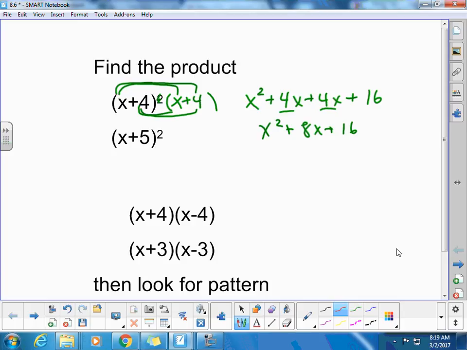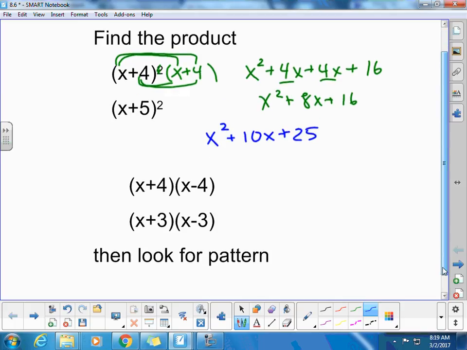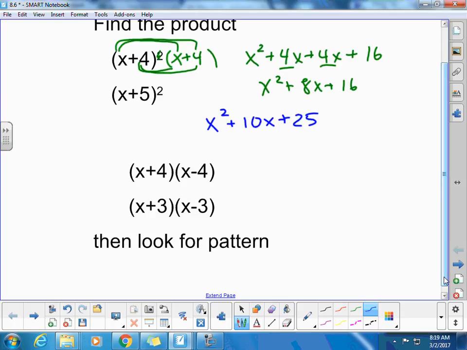Put me on pause and you do the second one and come back. You should have gotten x squared plus 10x plus 25, with the middle terms being 5x plus 5x. And then go ahead and do these two. So put me on pause and complete these two.